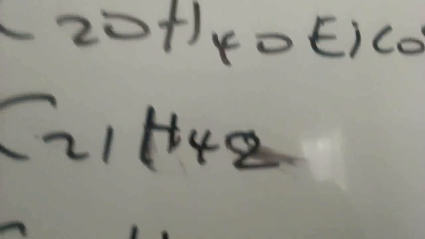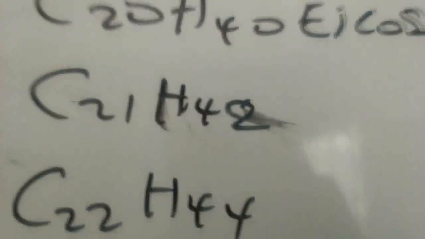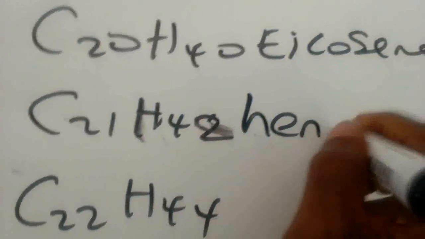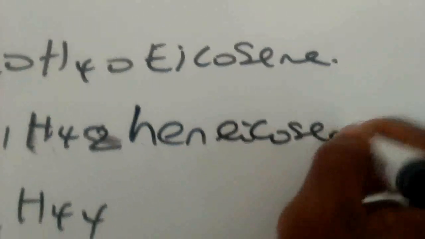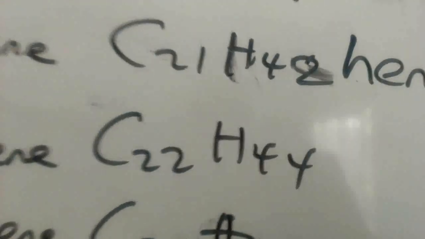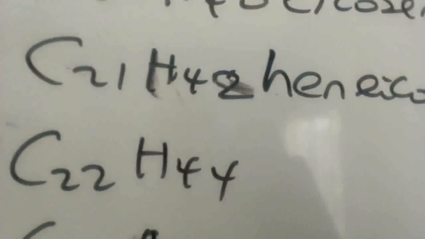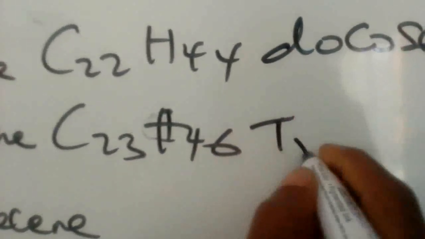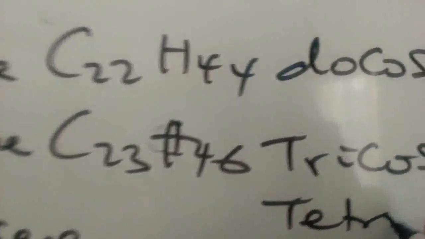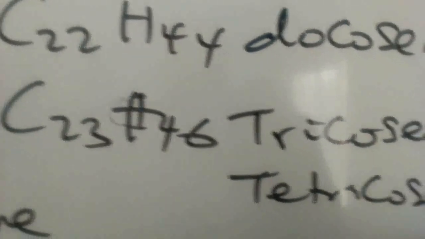The alkane that has 21 is called henicosane, and the alkene is called henicosene. The alkane that has 22 carbon atoms is called docosane, and the alkene is called docosene. Then tricosene. The next will be tetracosene, and so on.